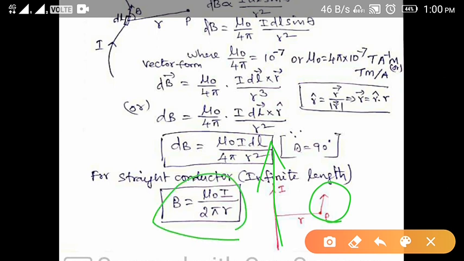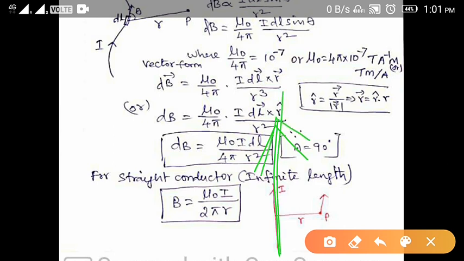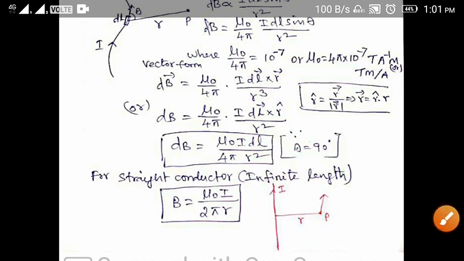The derivation of this equation will be seen later, after seeing Ampere's circuital law. Simply, for now, take B equals mu naught I by 2 pi r. The earlier formula is for a current element, a small element, and this one is for a long straight conductor. And for the direction of the magnetic field, if the current passes in the upward direction, the field will be clockwise or anticlockwise, that is perpendicular to the plane of the paper.